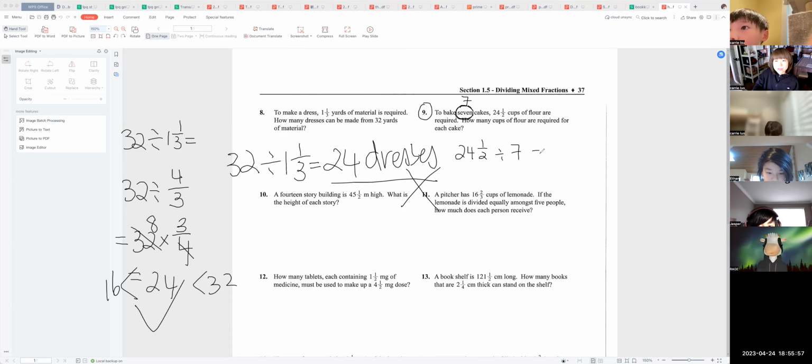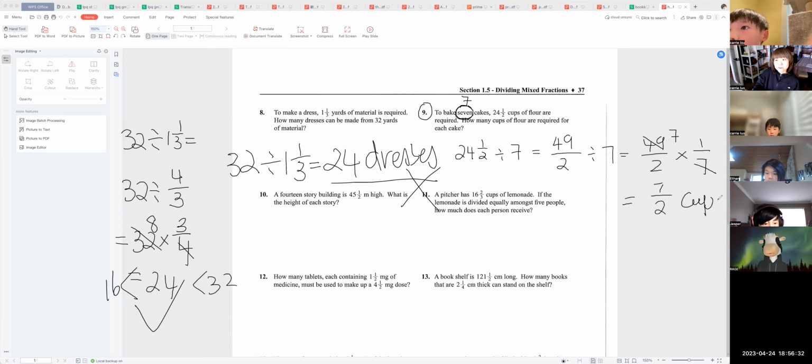24 and a half divided by 7, right? So everybody, when you're doing the division of the fraction, remember you need to first make them into the improper fraction. Okay, Ethan, correct? Okay, so 49 over 2 divided by 7 equals 49 over 2 times 1 over 7. Get it, Michael? Okay, so 49 and 7 is 7. So you're very close to right. So 你把这个地方忘了，对不对？7 over 2 cups. Or you can say 3.5 cups.